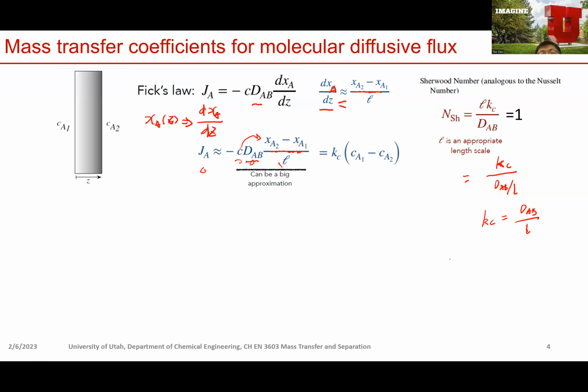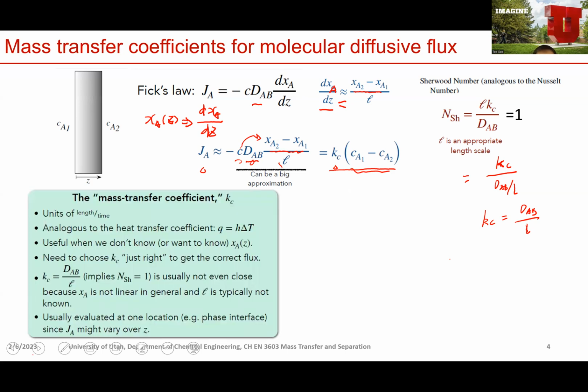the molar flux due to molecular diffusion by this equation, in which we are basically multiplying the mass transfer coefficient with the concentration difference across the membrane, right? Now the problem is simplified to the degree that as long as we know the mass transfer coefficient, then we can compute the molar flux due to molecular diffusion. Okay.